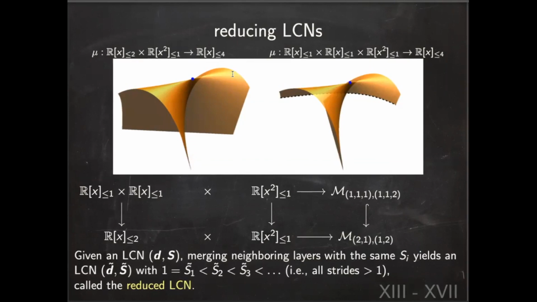I'm not giving a technical definition here, but if you look in the polynomial world, you merge all those layers where these exponents, these capital S's, are equal, and you keep doing it until it stops. Then you end up with a neural network where you have a strict increase of these capital S's, which is equivalent to the strides being larger than 1. That way I can start from a neural network and make a new one, and I call this the reduced one. It's just something that we do.